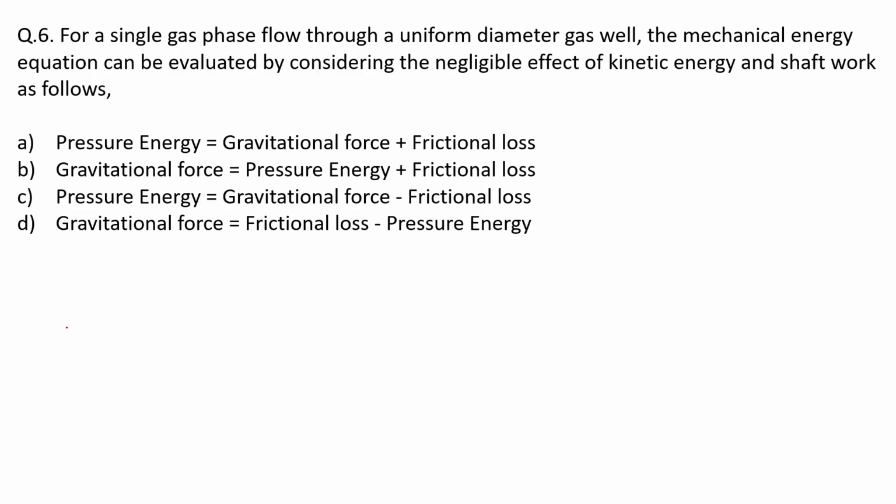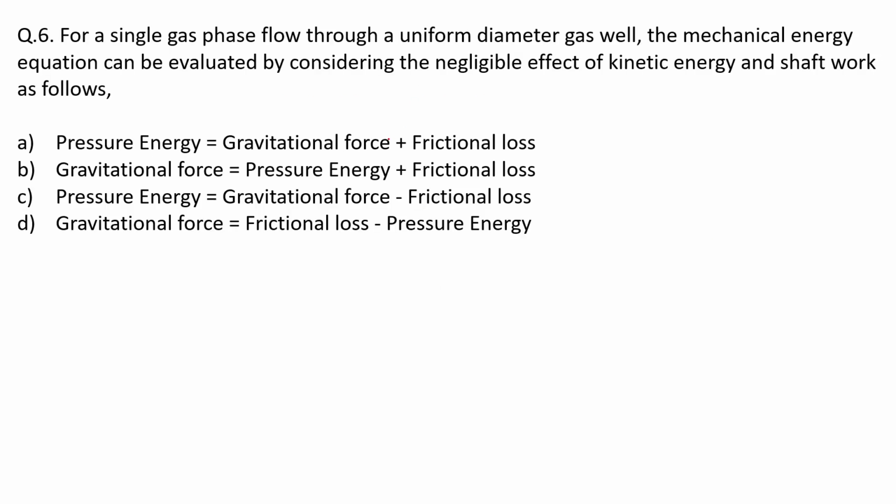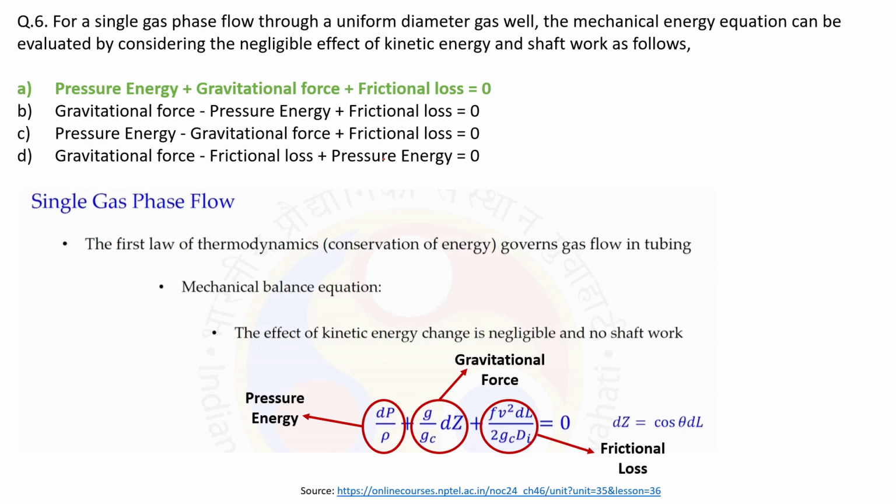So for the previous options, they considered that pressure energy is from higher pressure to lower pressure, as the flow goes from higher pressure to lower pressure. That's why the del P value here will be negative. So considering that as negative, we can say that in the mechanical balance equation, the pressure energy can go to the right side. That's why option A comes as pressure energy equal to gravitational force plus frictional loss.